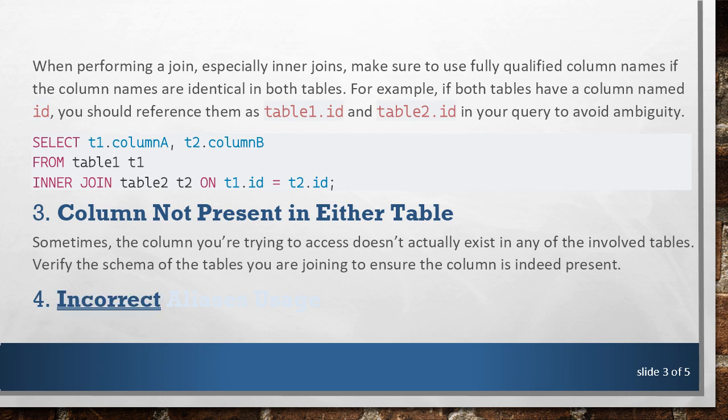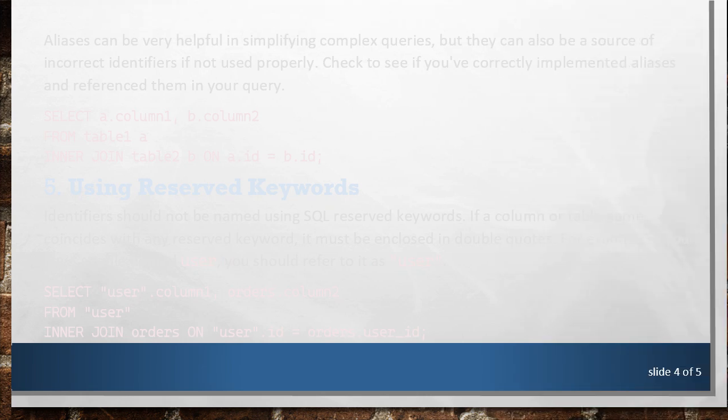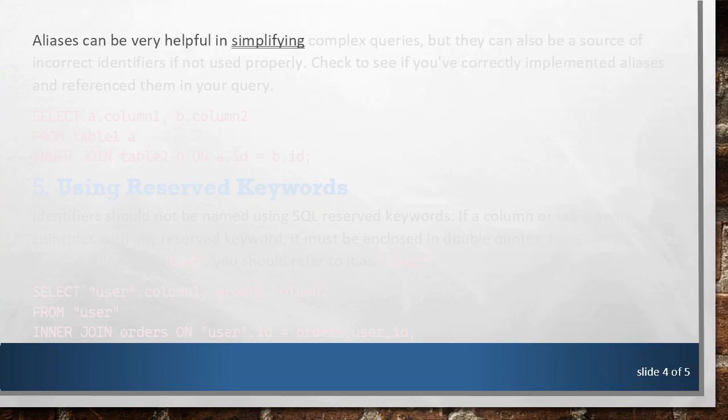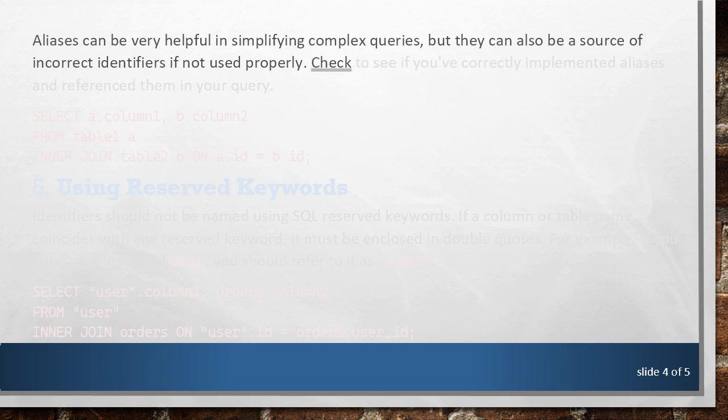4. Incorrect aliases usage. Aliases can be very helpful in simplifying complex queries, but they can also be a source of incorrect identifiers if not used properly. Check to see if you've correctly implemented aliases and referenced them in your query.